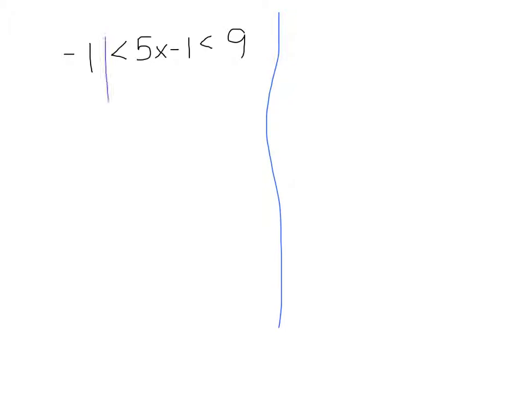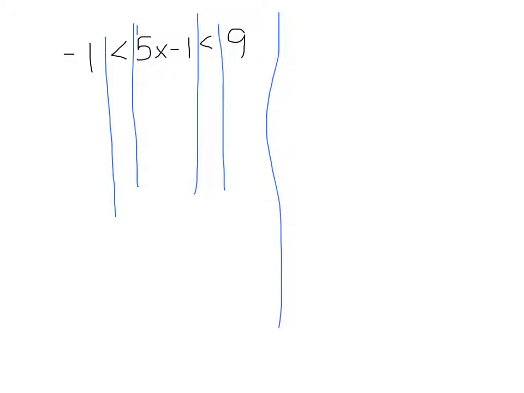So let's say for our first example, we have -1 is less than 5x minus 1, which is less than 9. So in order to solve this, it's an and statement. So I'm going to think about it as a three-part inequality. Whatever I do to one section, I have to do to the other two.